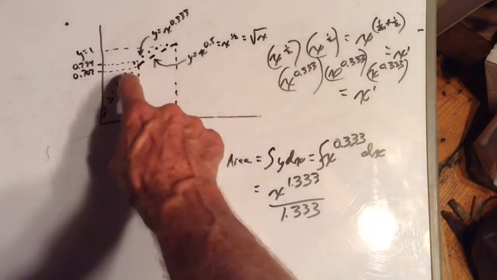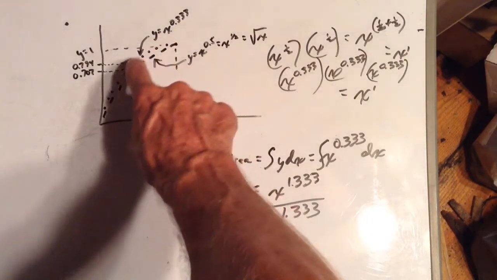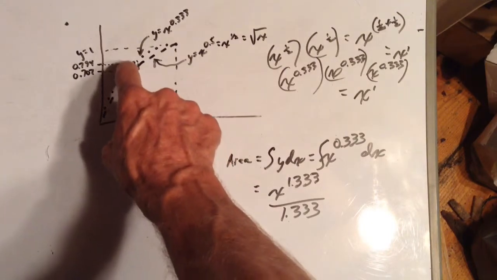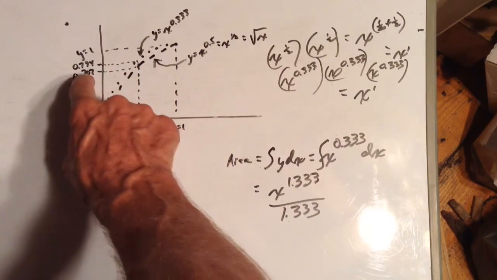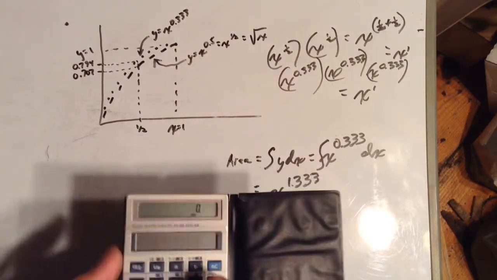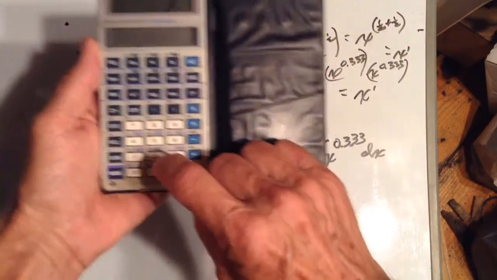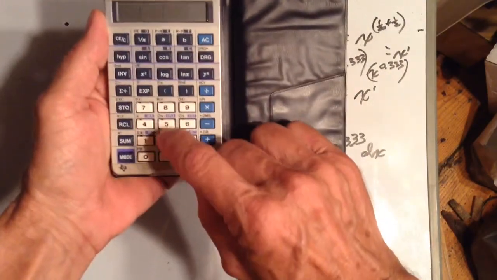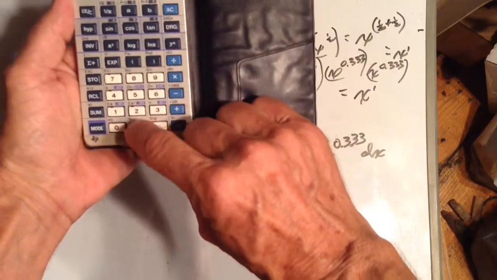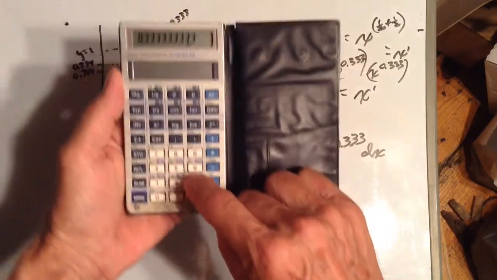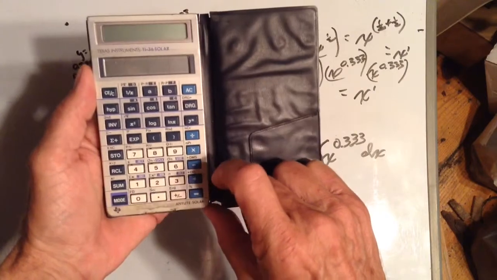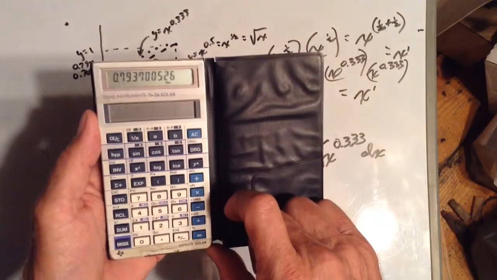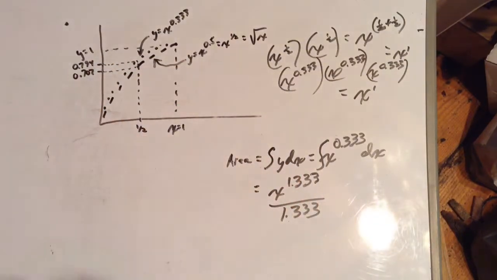But notice on this y equals x to the 1/3 curve that when x is 1/2, y is a little more than 0.707. It's 0.794. Let's see what 1/2 to the 1/3 power is. 0.5 to the 0.33333333333 equals 0.793700526. We'll just round it off to 0.794.